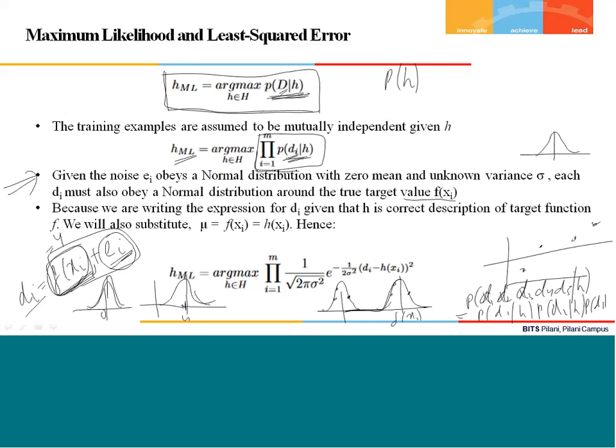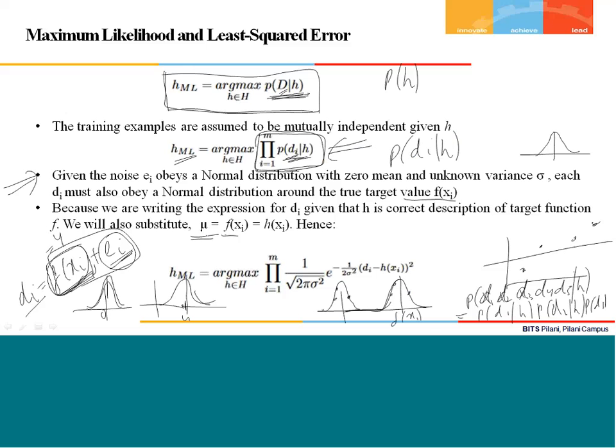Because we are writing the expression for di, we want to maximize this product expression, and that is nothing but the probability of di given h. We want to maximize this expression because we are writing the expression for di. Given that h is a correct description of the target value, we can substitute f(xi) in place of mu.